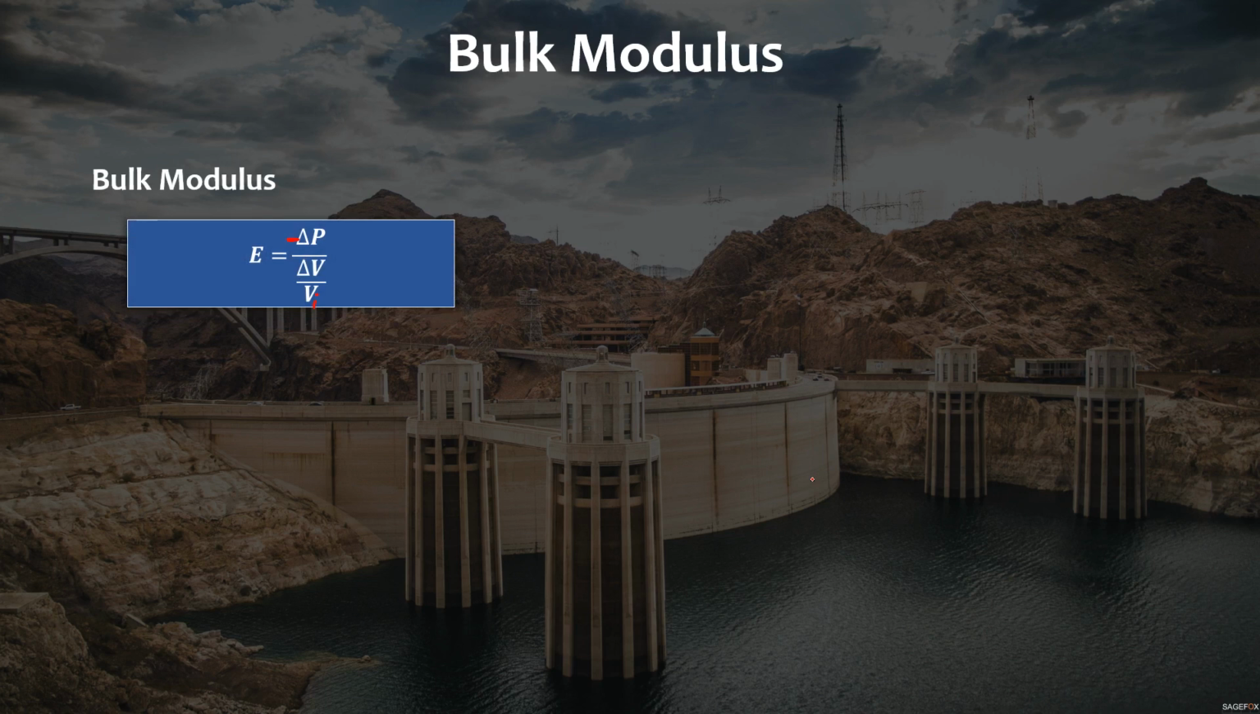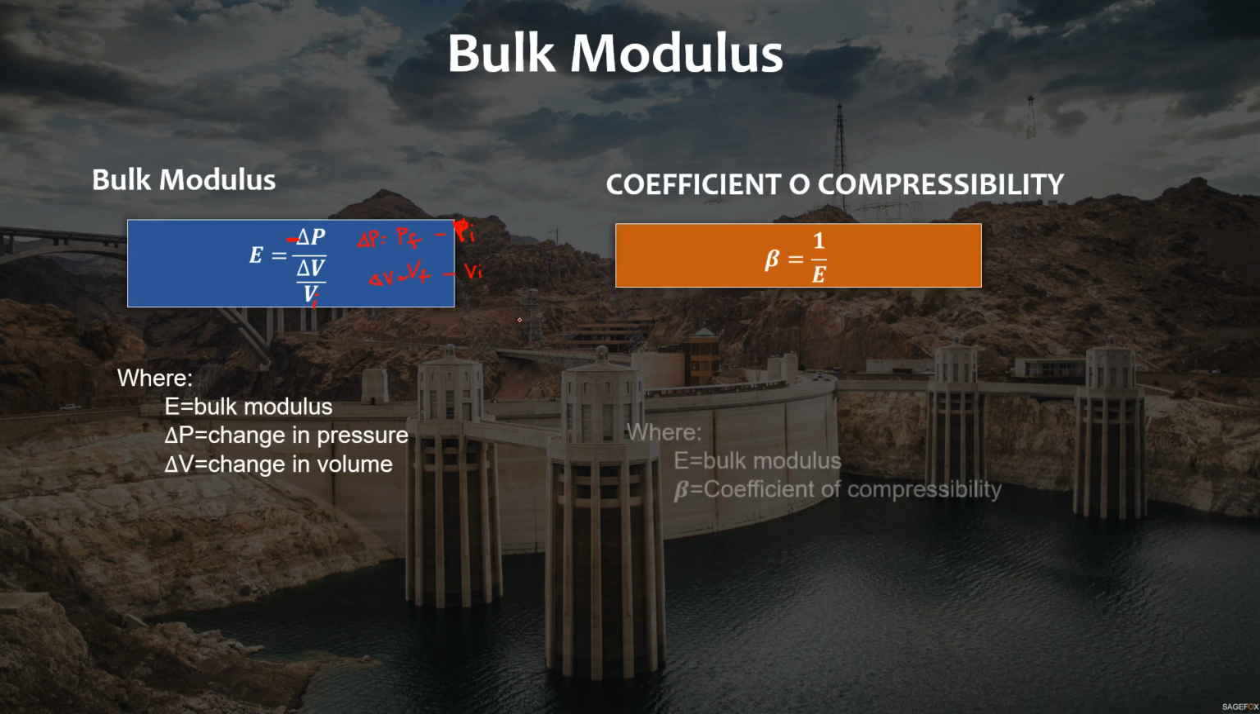The bulk modulus of elasticity, another property of fluid. For the bulk modulus of elasticity, we have a general formula of negative delta P over delta V over V initial. Delta P is simply your change in pressure: the final pressure subtracted by the initial pressure. The delta V is your change in volume: the final volume subtracted by your initial volume. So that's your delta P, this is delta V. That's your bulk modulus of elasticity.